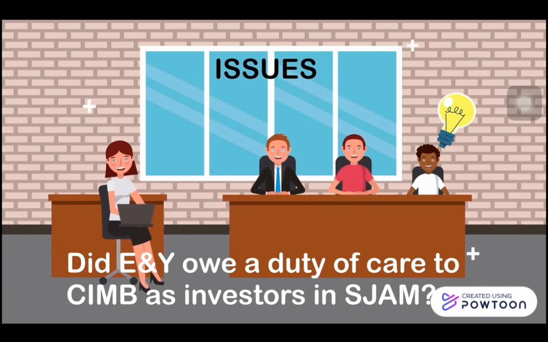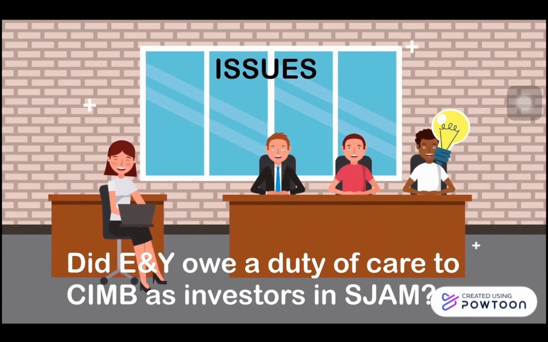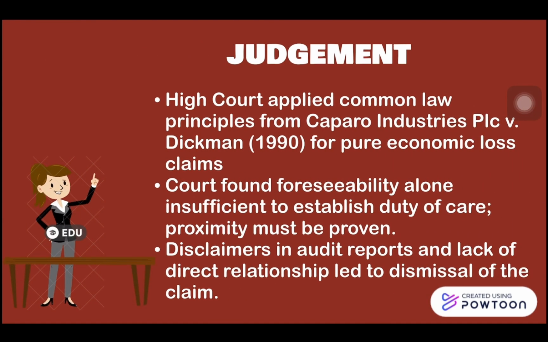The issue is: did E&Y owe a duty of care to CIMB as investors in SJM? Judgment. The High Court applied common law principles from Caparo Industries for pure economic loss claims. The court found foreseeability alone insufficient to establish a duty of care, and proximity must be proven. Disclaimers in audit reports and lack of a direct relationship led to the dismissal of the claim.